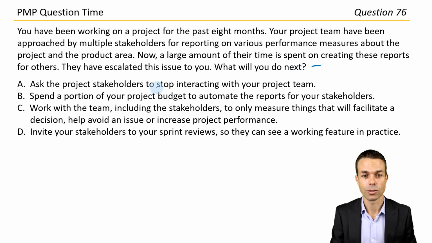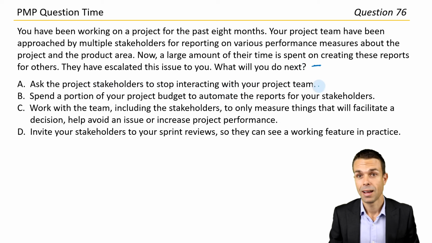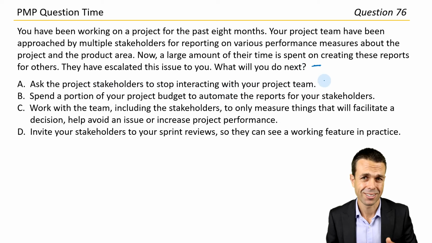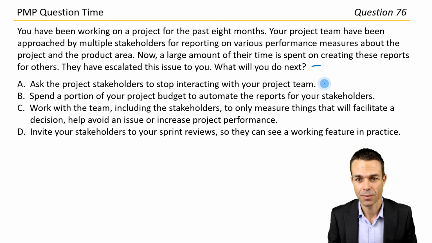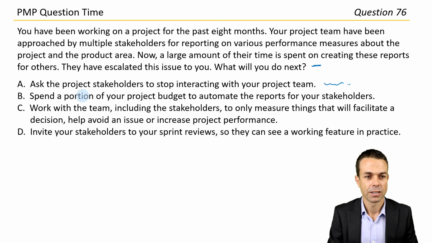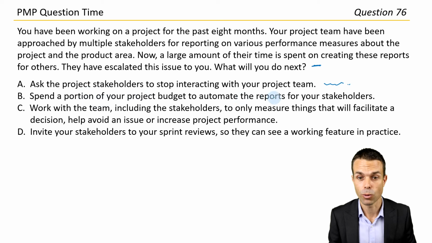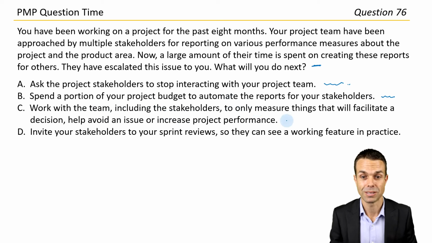Ask the project stakeholders to stop interacting with your team. I mean, that's a maybe, but also maybe we need them to interact for other things. So we can't just cut them off altogether. Let's put a maybe for that one for now. Spend a portion of your project budget to automate the reports for your stakeholders. That could be pretty good. Yeah, another decent idea. Work with the team, including the stakeholders, to only measure things that will facilitate a decision, help avoid an issue, or increase project performance.